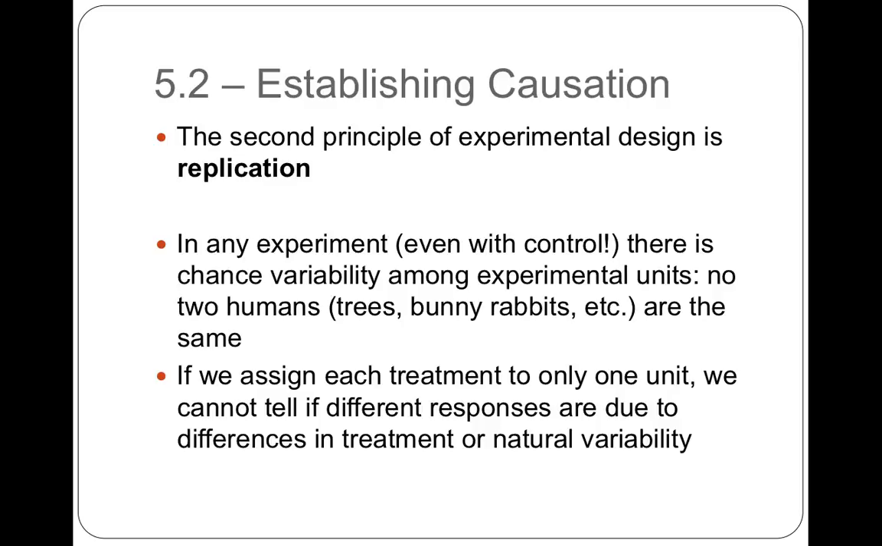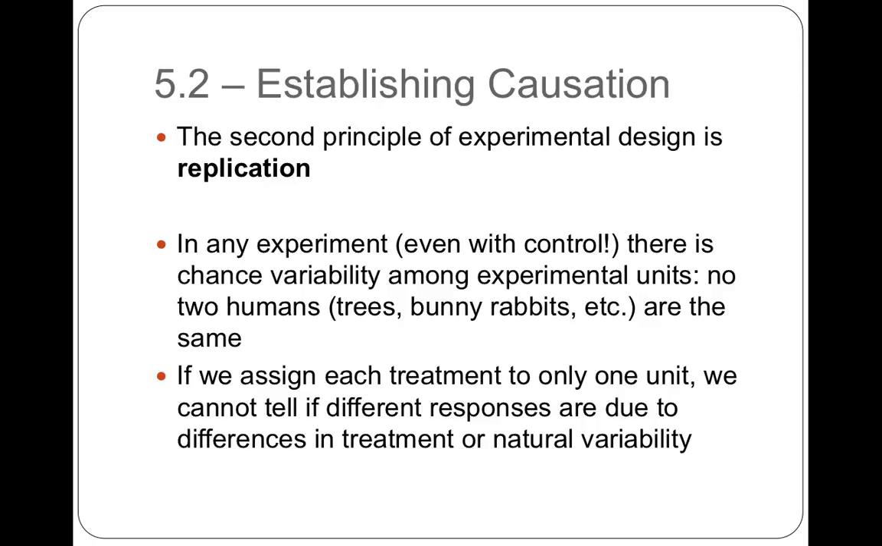The second principle of experimental design is replication. In any experiment, even if I have all the control in the world, we have chance variability among experimental units. Even if I make everything else the same, no two humans are actually the same. No two trees are the same. No two bunny rabbits are the same. All right? And so because of that, if I assign each treatment to only one experimental unit, we cannot tell if the differences in response are due to differences in the treatment or because of natural variability.